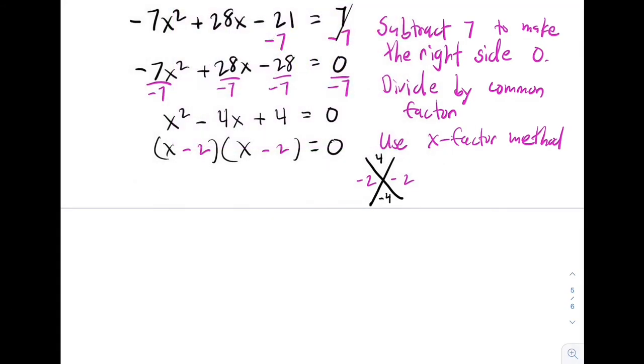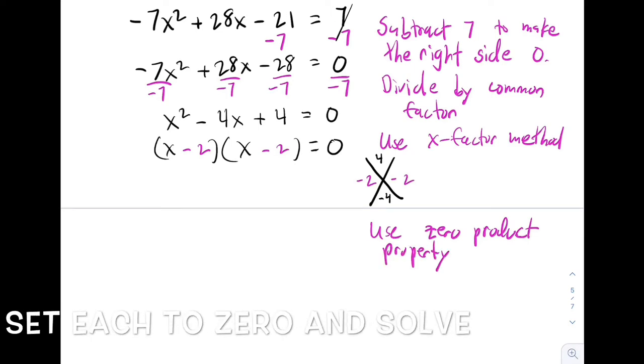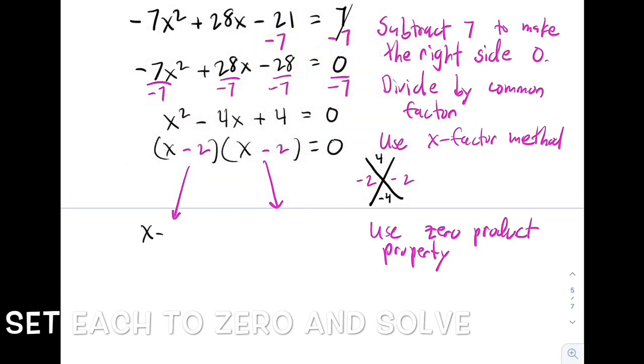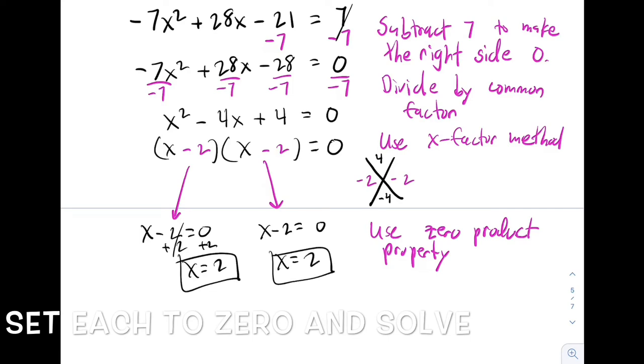And now we've got the zero product property, right? So use the zero product property. Each one, set it to 0. So we got x minus 2 equal to 0. And these are both the same, so we should have the same answer. We add 2, so x equals 2. This is going to be x equals 2 also.